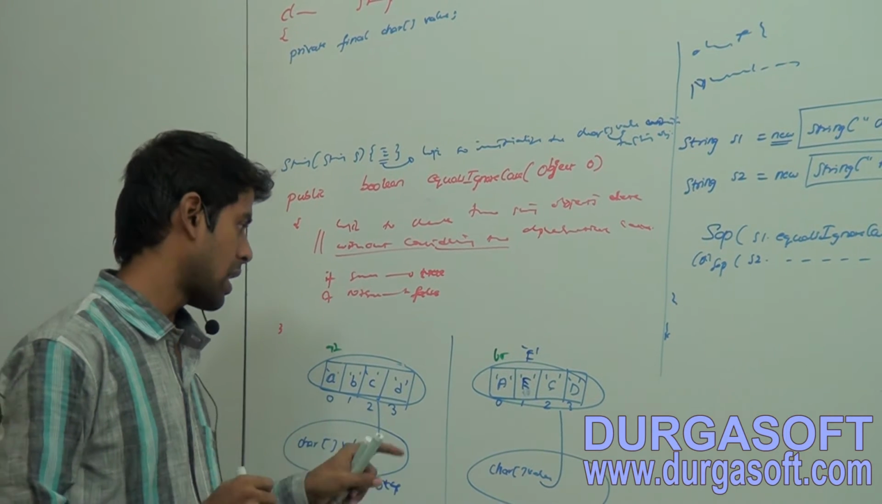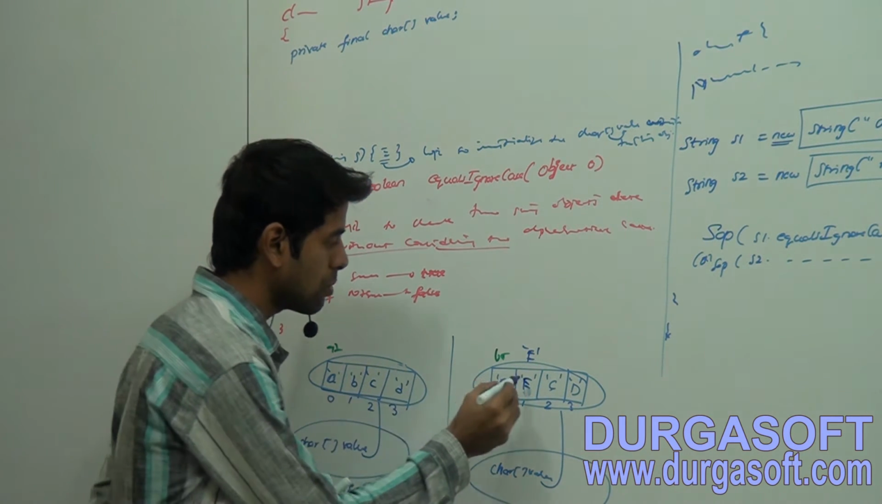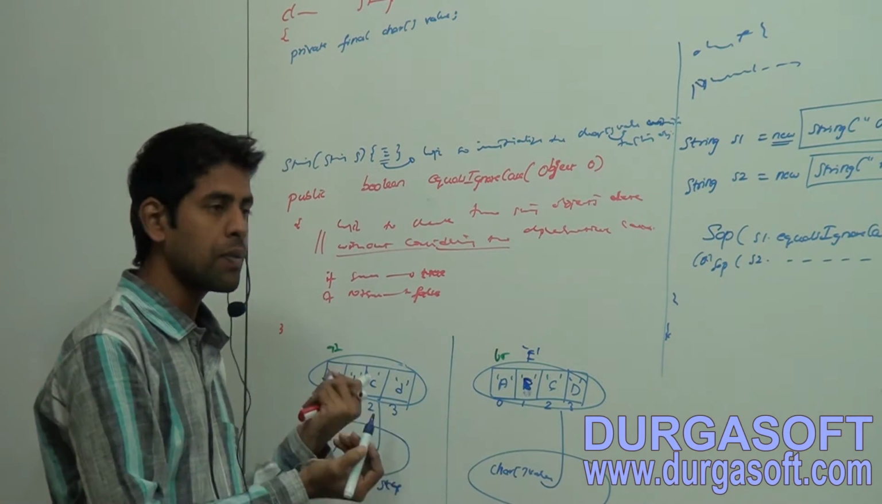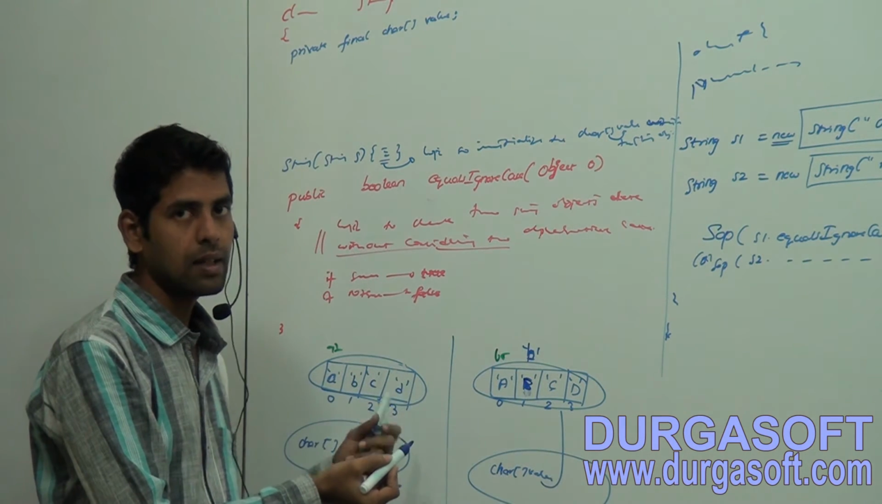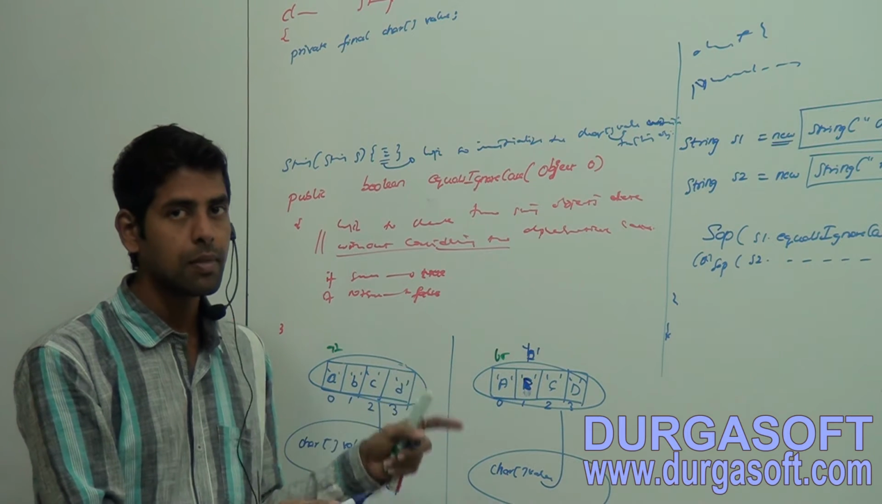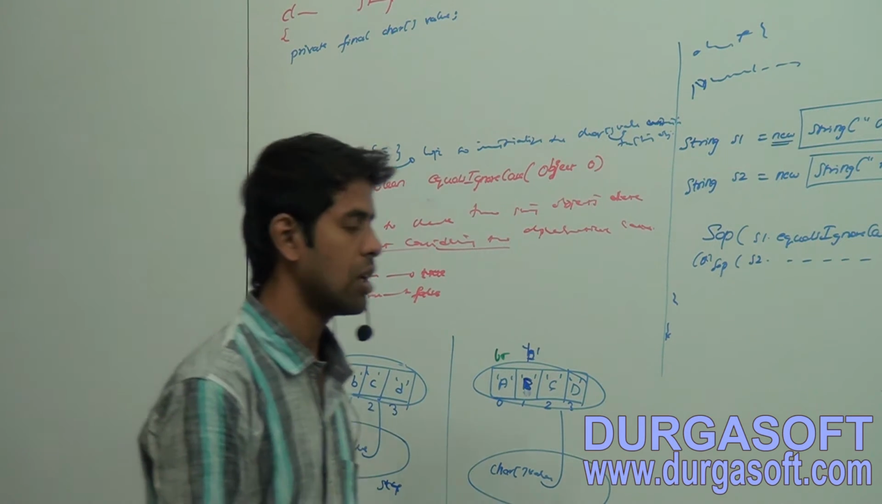Both strings' data should be the same, but it will ignore the cases. If you have at first index small b here, here it should be capital B or small b. That is the equalsIgnoreCase method logic. Let me compile and execute this one. Just observe this part.